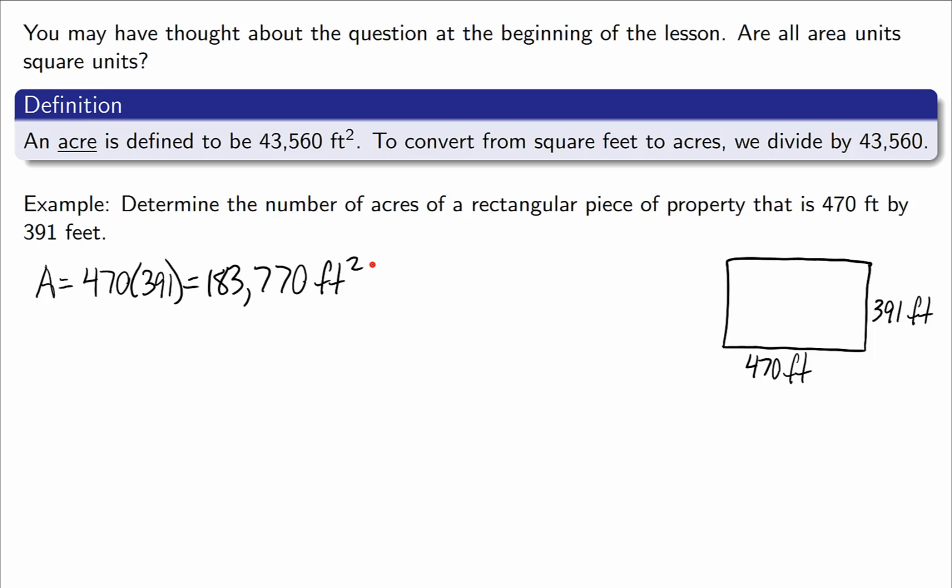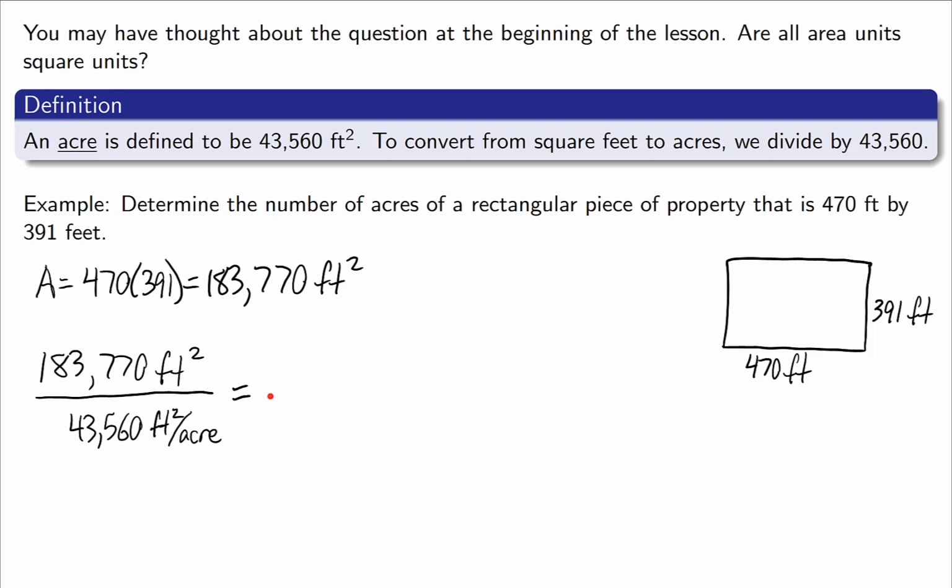So now we need to make a conversion. To make that conversion, we'll take this number that we just found and divide it by the conversion value of 43,560 square feet in 1 acre. And by doing this division, we will get an answer in acres. I get roughly 4.22 acres.